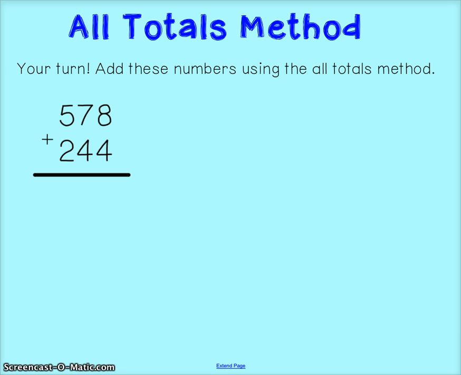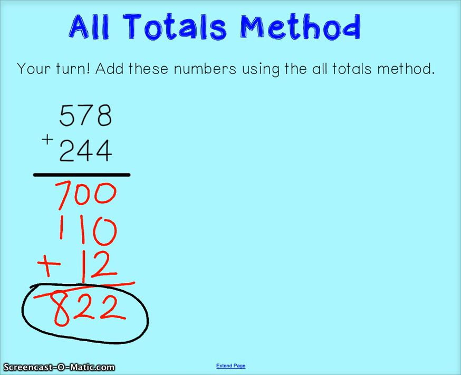Third graders, it is your time to pause the video now and show the all totals method, which is the one we just demonstrated. Make sure you show your work and line up your place values correctly. Welcome back, third graders. This is what your answer should be. It's 822. You can see our work above. If you did not get that answer correct, don't feel bad going back and watching again. You got to do what's best for you, so go ahead and go back and do that. If you did get it correct, let's move forward.